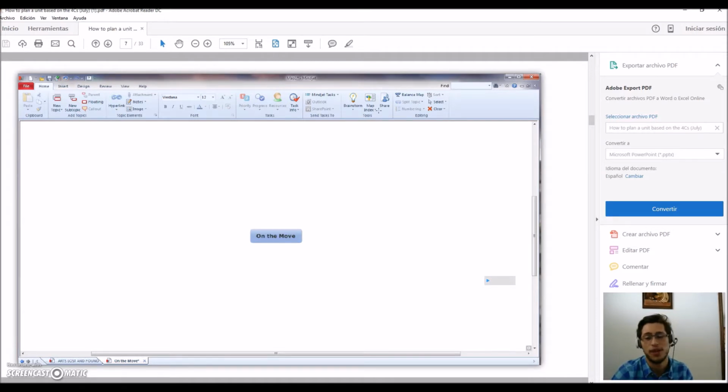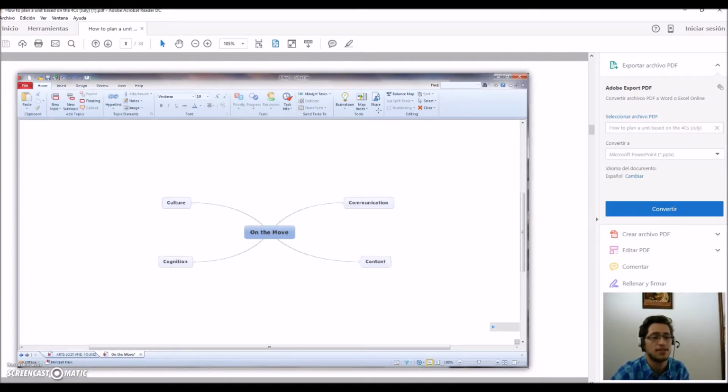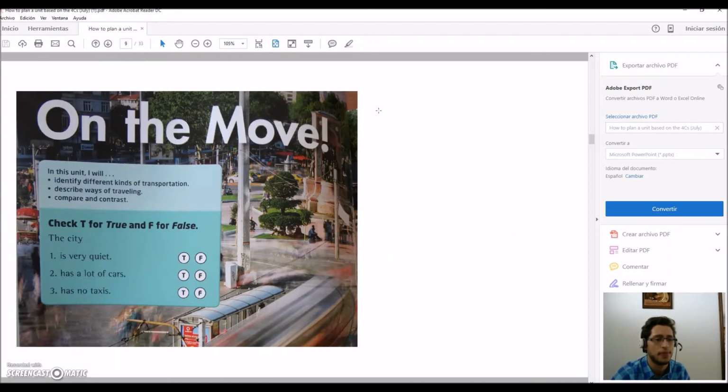So I started with the name right in the middle of the map. In this case, it's On the Move. And then I outlined the four C's: culture, cognition, communication, and content.